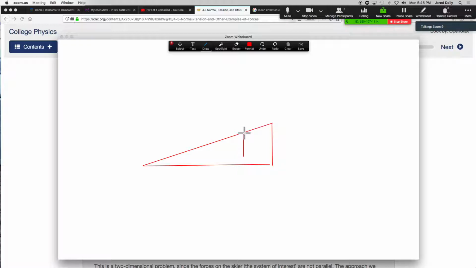Perpendicular will, of course, be just perpendicular to the surface, so 90 degrees to the surface like that. And then the parallel one will connect these two down here, like that. So if this is our weight vector, then this would be our weight perpendicular because it's perpendicular to the surface. And this would be our weight parallel because it's parallel to the surface.